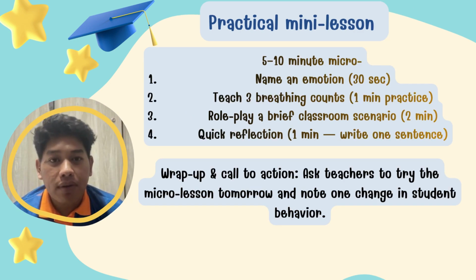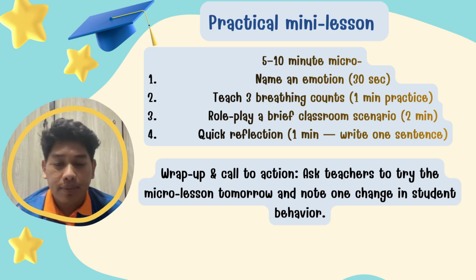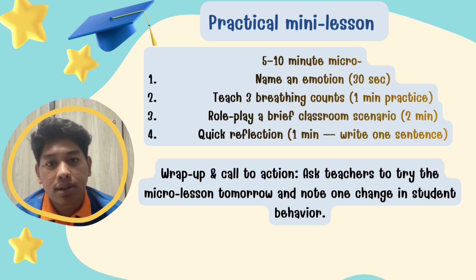Alright, now we move into the practical mini lesson, something teachers can immediately try in the classroom. This activity is very simple, only about 5 to 10 minutes, but it can make a big difference in helping students regulate their emotions. First, we start with naming an emotion, just about 30 seconds.